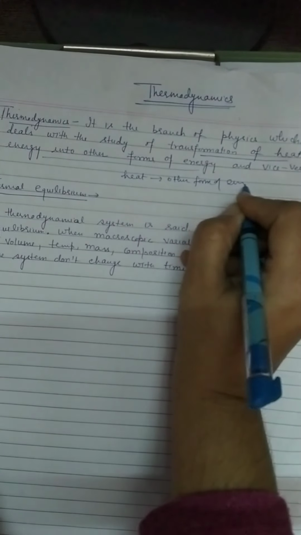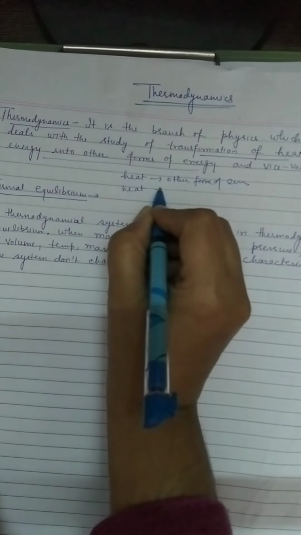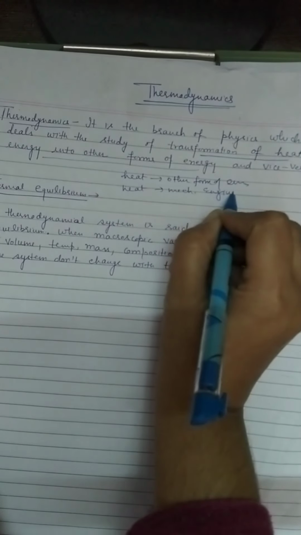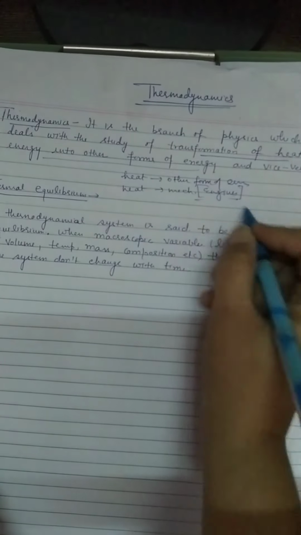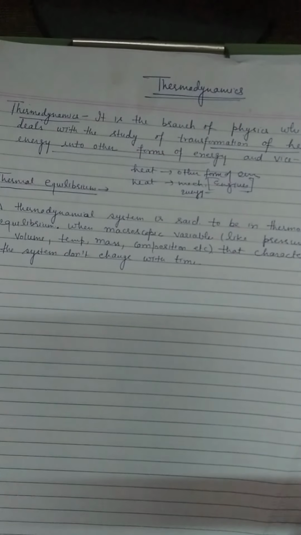Like अगर हम कहें heat energy is converted into mechanical energy. Heat is converted into mechanical energy. Like in engines ऐसा होता है, right? कि heat energy किस में convert होती है? That is converted into mechanical energy of wheel. So this branch is called as thermodynamics.